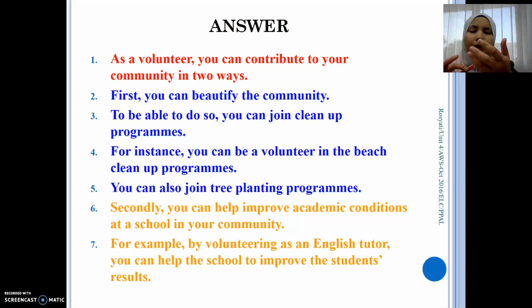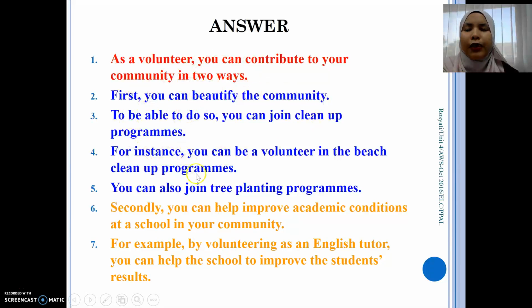So here you elaborate further about beautifying the community. Okay, so to be able to do so, you can join cleanup programs. For instance, you can be a volunteer in the beach cleanup program. So this is more detail. Okay, next you can also join tree planting programs. So all these, sentence numbers 3, 4, 5, are all coming from sentence number 2, first you can beautify the community, and sentence number 2 is coming from this head. Okay, coming from two ways here.